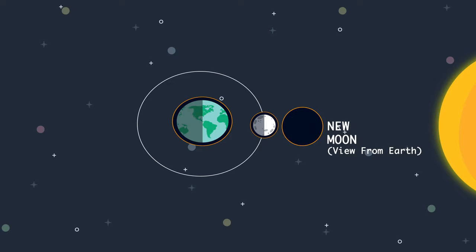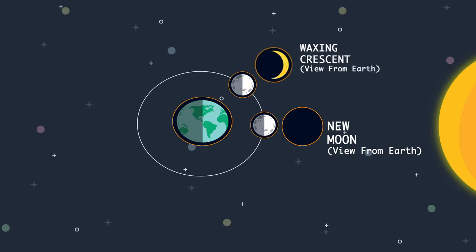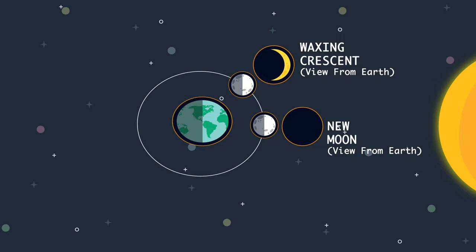This is the phase where the moon is between the sun and Earth. The new moon is one of the major phases of the moon. In this phase the side of the moon facing the Earth is dark. The moon is invisible from the Earth. Waxing crescent. After a few days, you start to see the moon again. From the Earth, the moon looks like an inverted letter C.